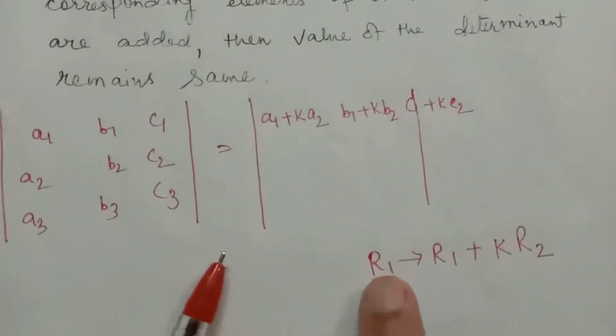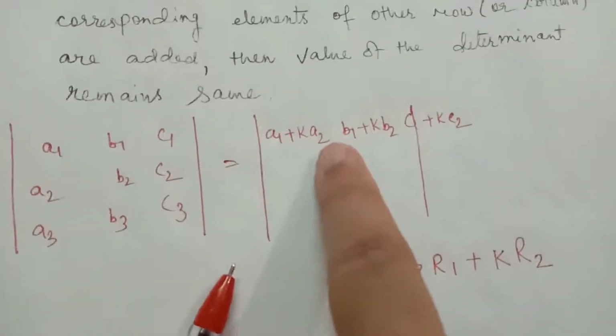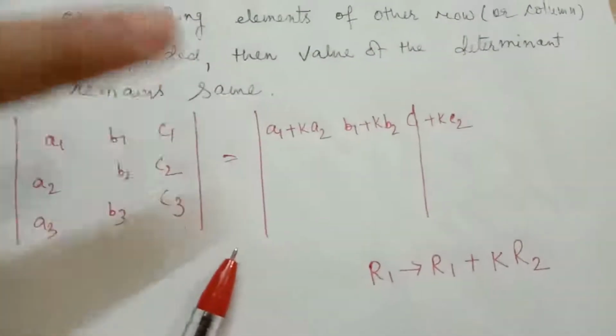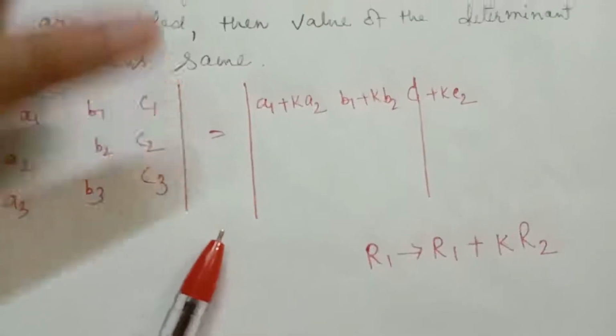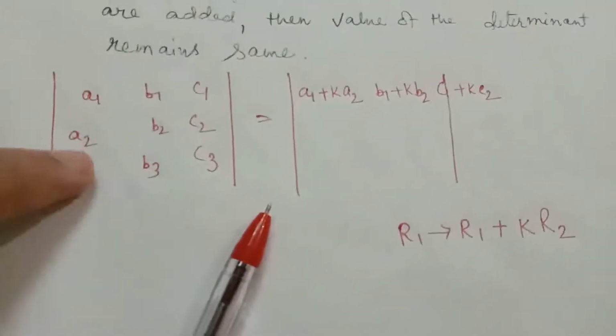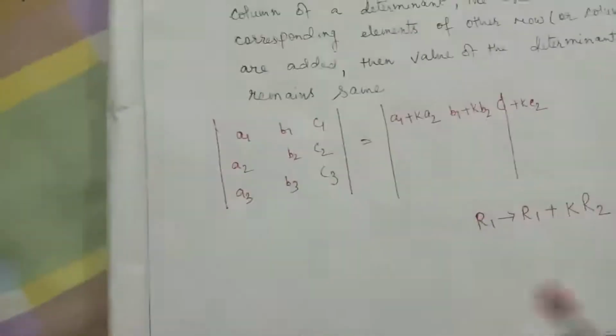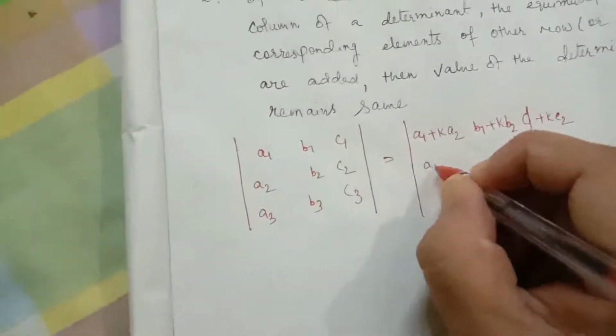You can see, we are replacing R1 by R1 plus k R2. In the new determinant, R1 is replaced by R1 plus k into R2, a1 plus k into a2, b1 plus k into b2, c1 plus k into c2. You can see only R1 is changed. These two are same.